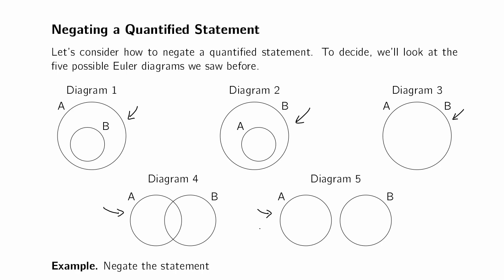So when we go to negate a quantified statement, we want to look at this list of possible diagrams, see which ones are compatible with making the statement true, throw those away. Whatever statement defines what's left, that's the negation.